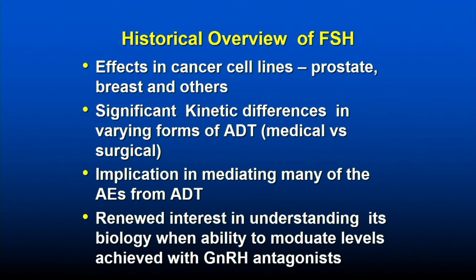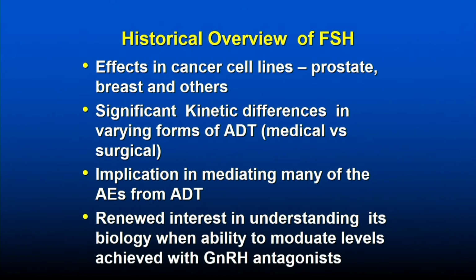So I just want to provide a historical overview of FSH. Its effects on cancer cell lines in prostate and breast have been known really since the 1990s. Dr. Ben Joseph really did some very important work when he was at Wayne State. There are significant kinetic differences in varying forms of androgen deprivation therapy, and I'll talk about the levels of FSH that occur following medical castration versus surgical castration, and it's now being implicated in many of the adverse events that are associated with androgen deprivation therapy. And there's been a renewed interest in the understanding of its biology now that we have the ability to modulate levels of FSH that can be achieved with GnRH antagonists. And I think it's that last bullet that has basically said, are there any differences between various forms of therapy on prostate cancer outcomes based upon looking at levels of FSH?